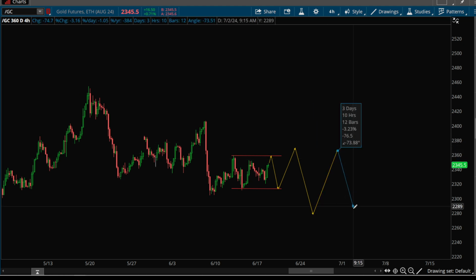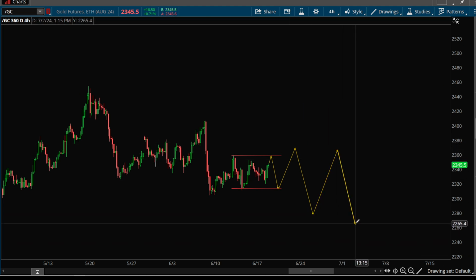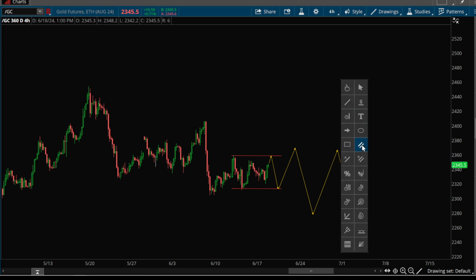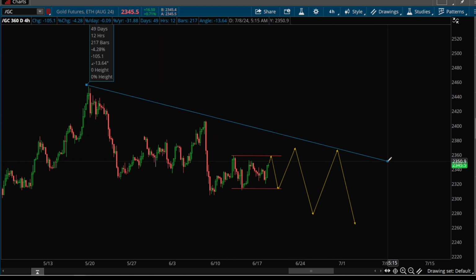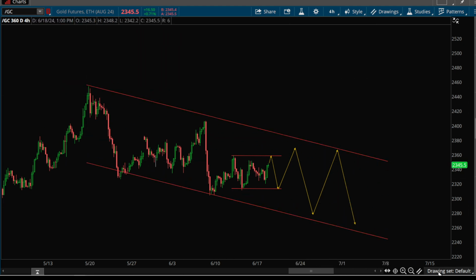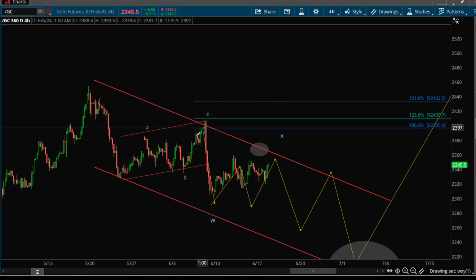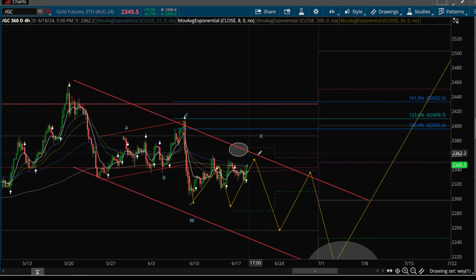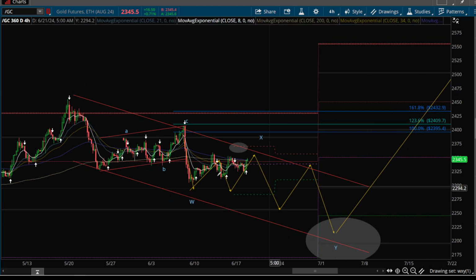throw you another flat, right? Just throw you flat like this, and then right, you're making a W, X, Y structure, right? Like same thing we drew up back up here. You're just correcting till July, and we'll see what happens in July, right? After you complete this WXY, you could then make an X wave back up to the top of this structure, or you can go impulsively.